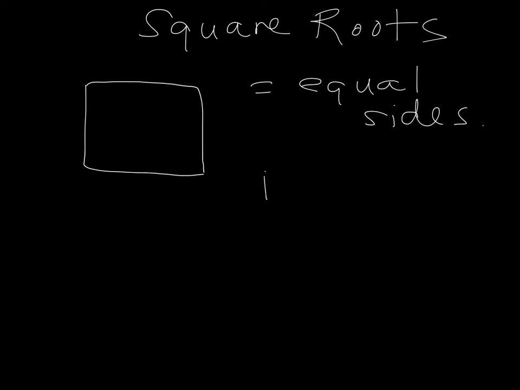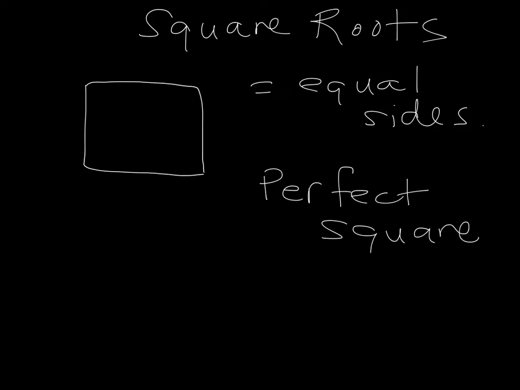But when we're talking about a perfect square, it means that those sides are all whole numbers, so we don't have any decimals at all. Okay? So just say the area of the square is 25 centimeters squared. What would this side be, and what would this side be?